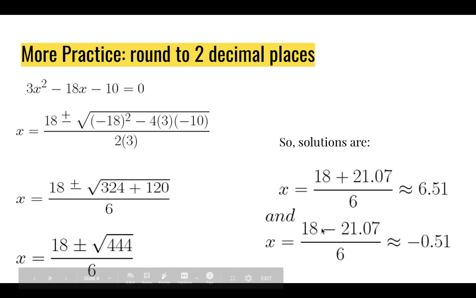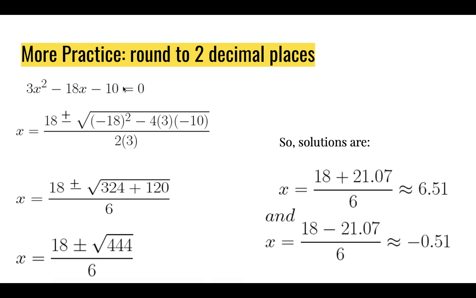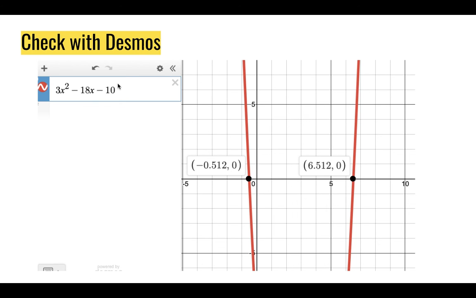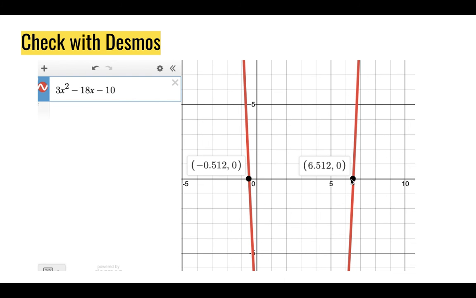And then the second solution is using the same equation, but using the minus sign. So 18 minus 21.07, and then divide that by 6, you'll get negative 0.51. You can check this in Desmos. So if I graph this in Desmos, the parabola was quite large, but I'm just showing you the axis so you can see that, yes, in fact, our zeros are here.